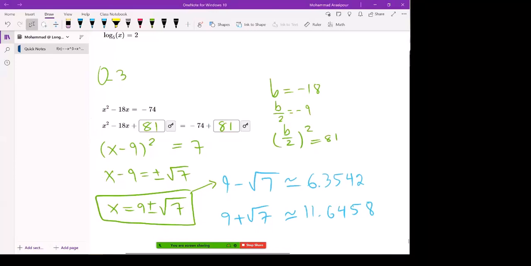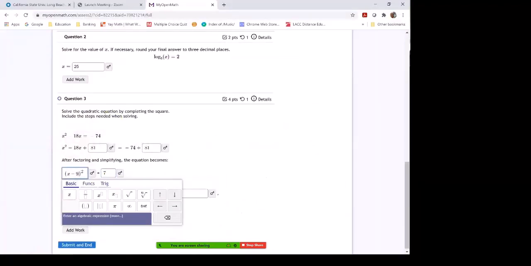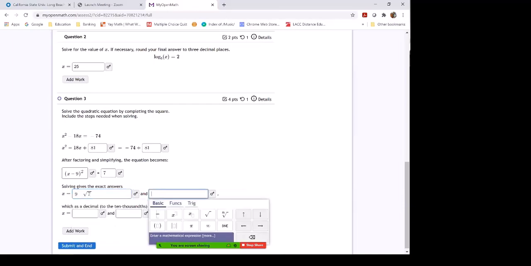x minus 9 is plus or minus square root of 7. And so x is 9 plus or minus square root of 7. All right, so therefore, this is 9 minus square root of 7, and then 9 plus square root of 7. Those are the exact answers, okay?